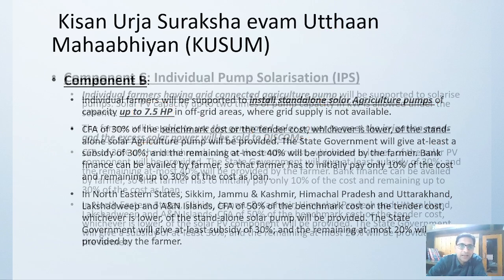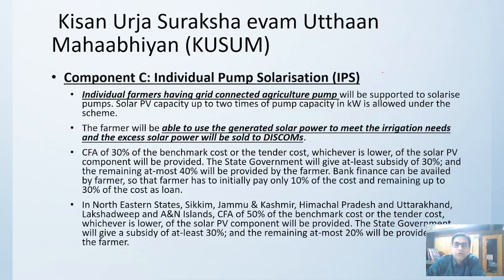Then we have component C, that is individual pump solarization. Here an individual farmer has grid connected agriculture pumps, with solar PV capacity up to two times of the pump capacity. You will use it to generate solar power and meet your irrigation need, and whatever extra solar energy is produced, you can sell it to the discom. Again, the state government will provide a subsidy of at least 30%. In the northeast, Sikkim and various areas, this percentage will keep varying based on the type of government way of working.